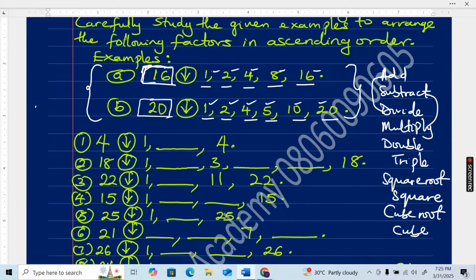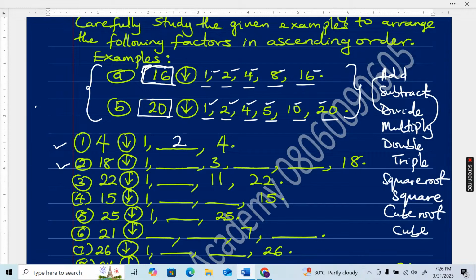So now let's proceed to the first one. 4 has been given to us in number 1. Everybody fix your eyes on number 1 on my screen. So it means we are going to list the factors of 4. 1 has been listed. The next one will be 2. And the last one is 4. Take note that we are listing these factors according to their size, from the smallest to the highest. That's in ascending order.